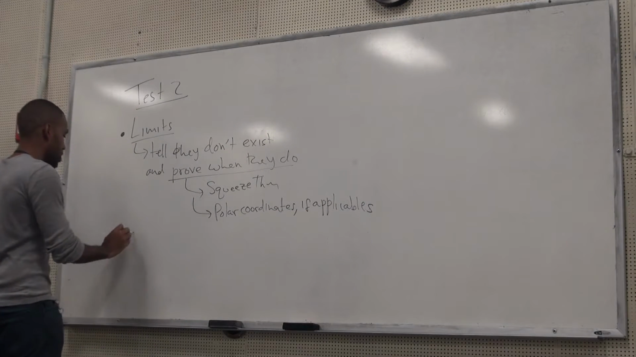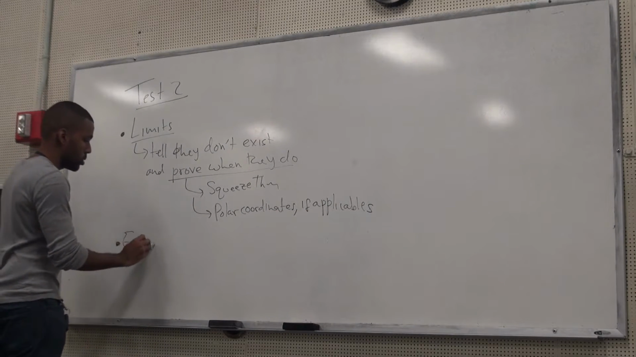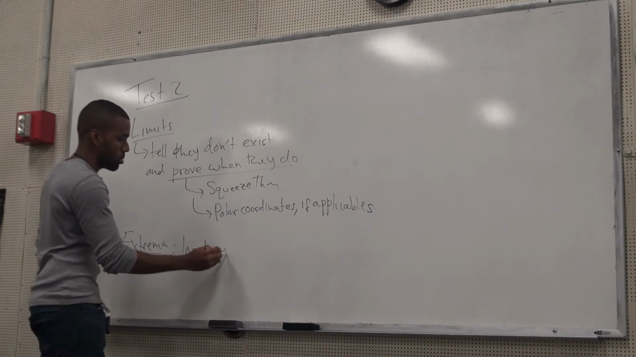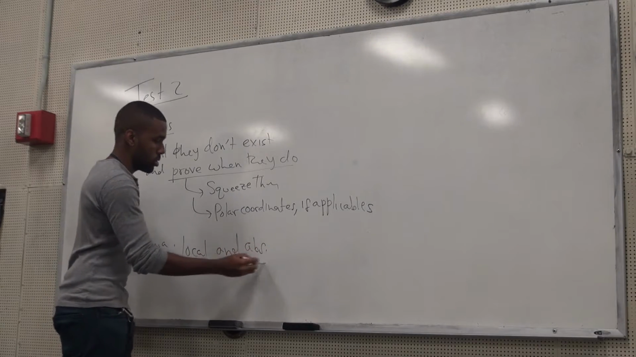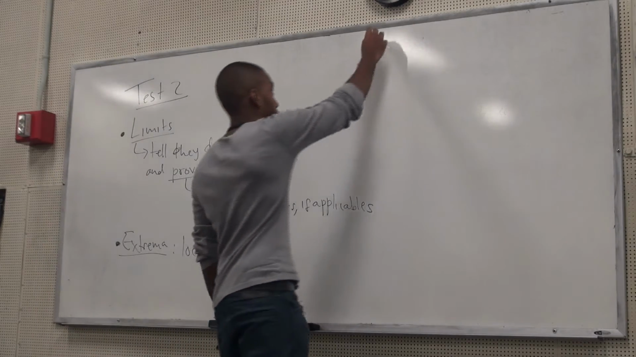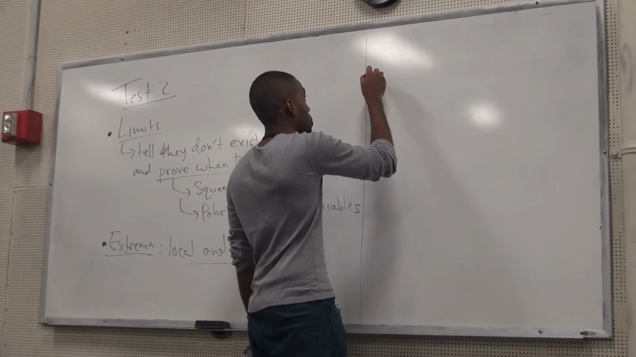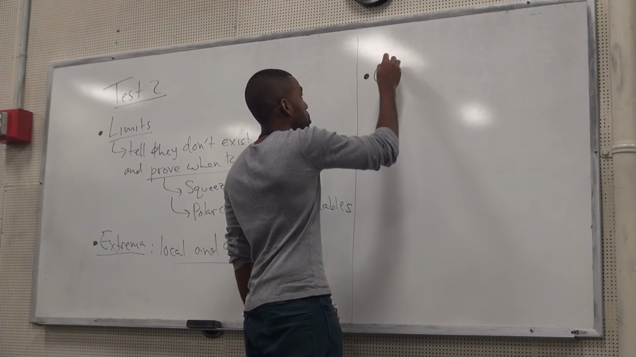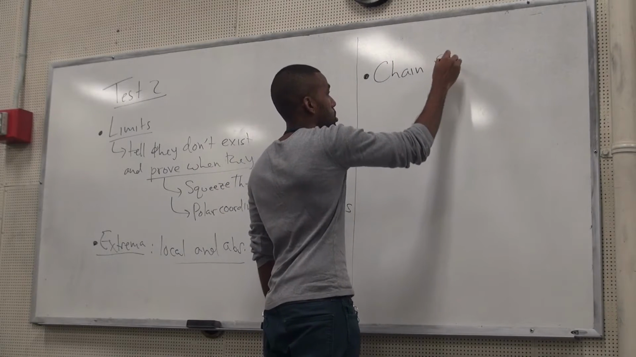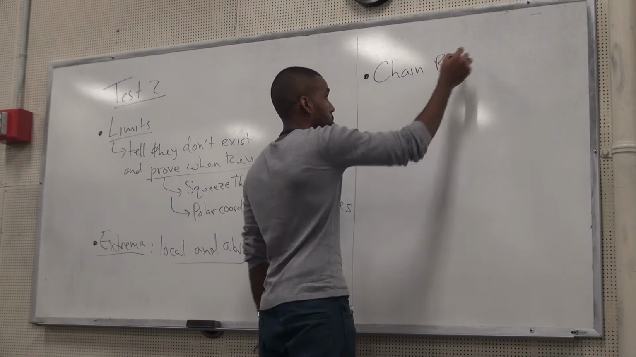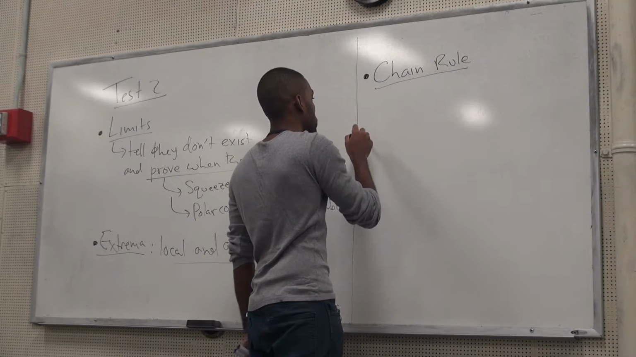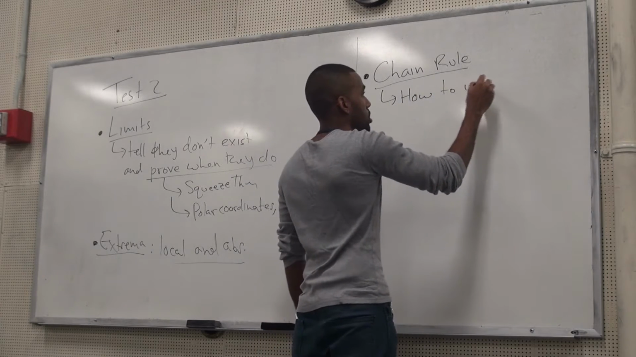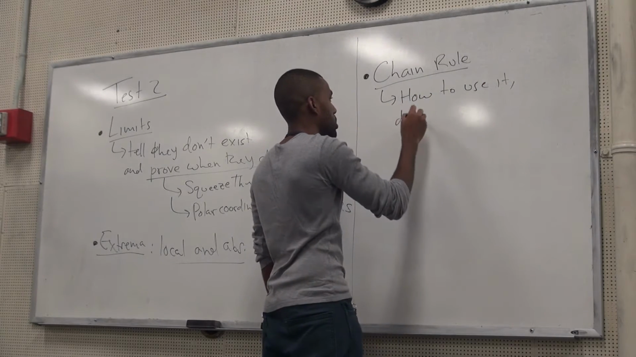I'm also going to ask you about extrema, which is the topic we've been doing just now, both local and absolute. So know how to find those and classify them. Chain rule. I'm going to ask you to differentiate a bunch of stuff, write down some formulas for the chain rule, and how to use it. Develop formulas.